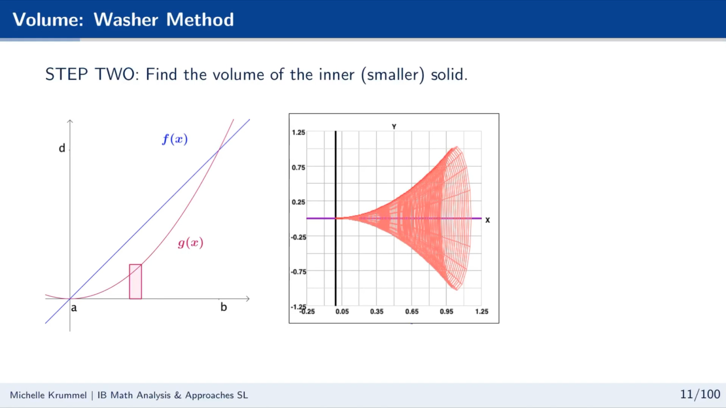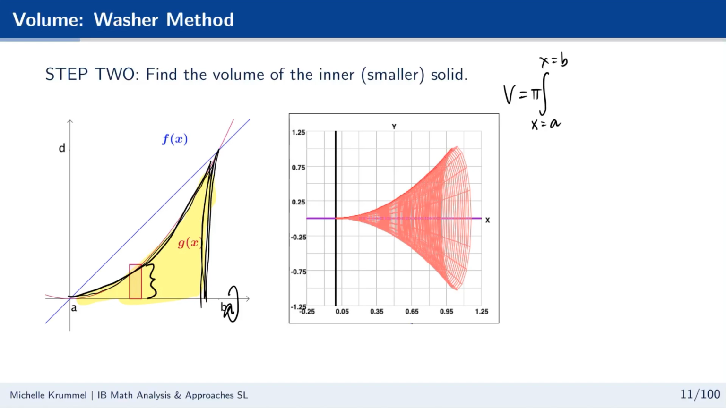Then we would want to find the volume of the inner solid, just using this little distance here as our radius. And so what we're finding there is what we would get if we just rotated this region right here. Let me shade it in. Just this region right here around the x-axis. So that one looks like a funnel. And the volume there for that inner piece is going to be the integral from a to b times pi, and then g of x squared dx.